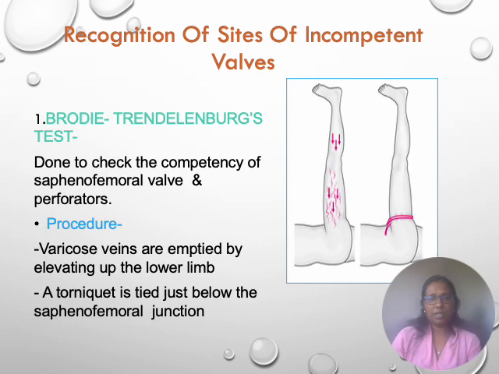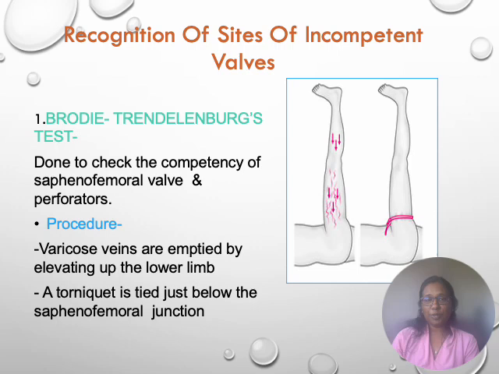Now that we have learned everything about varicose veins, we know who the culprit is. The most common culprit is definitely the incompetent valves. Valves are present in superficial veins, in deep veins and in the perforators, right? How to know which one is the faulty one?